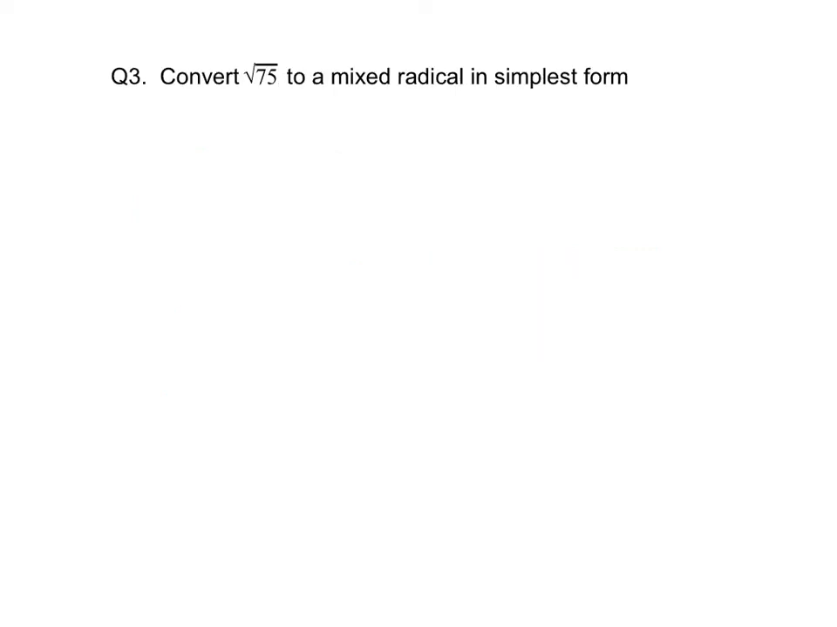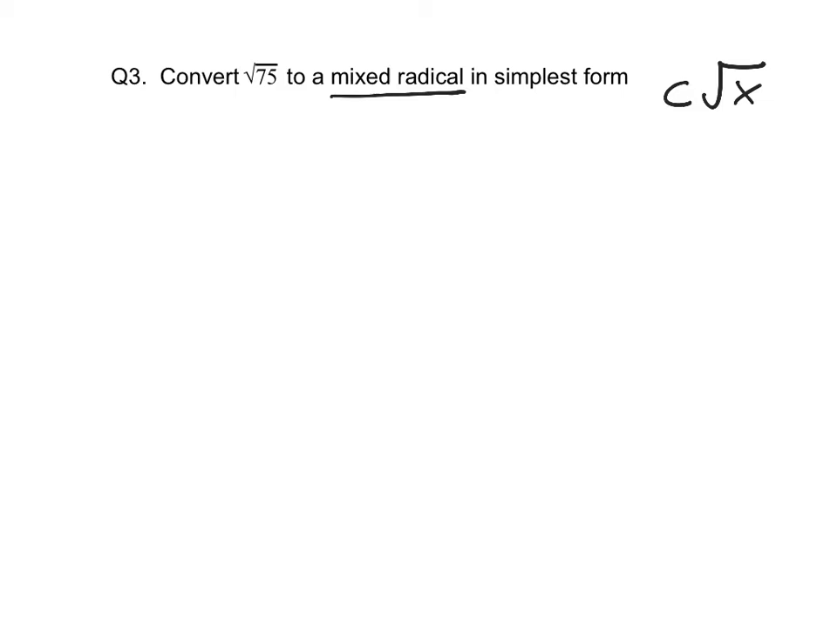Question 3. Now we have something that's in the form of an entire radical. We're going to convert it into a mixed radical. So we have root of 75. We want to make this a mixed radical. So it's going to be in this sort of form, where there's some value in front of the radical that is not equal to 1.